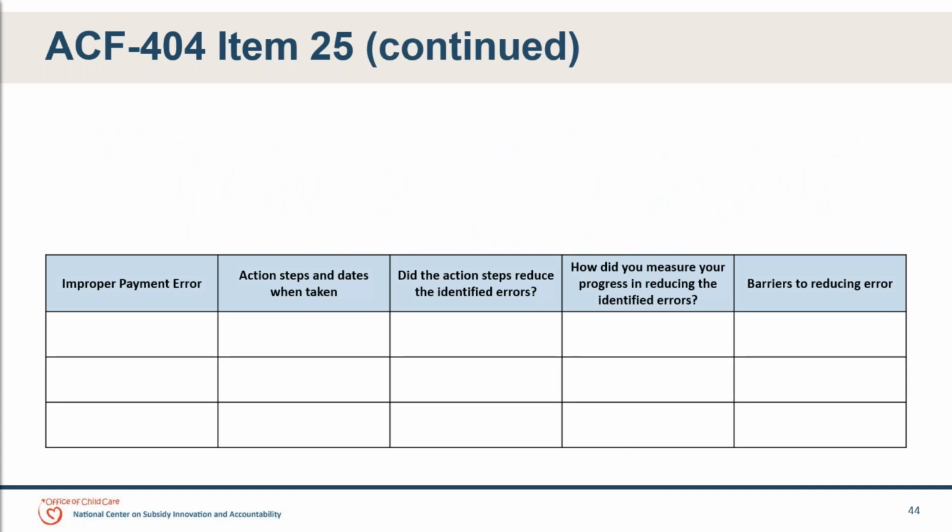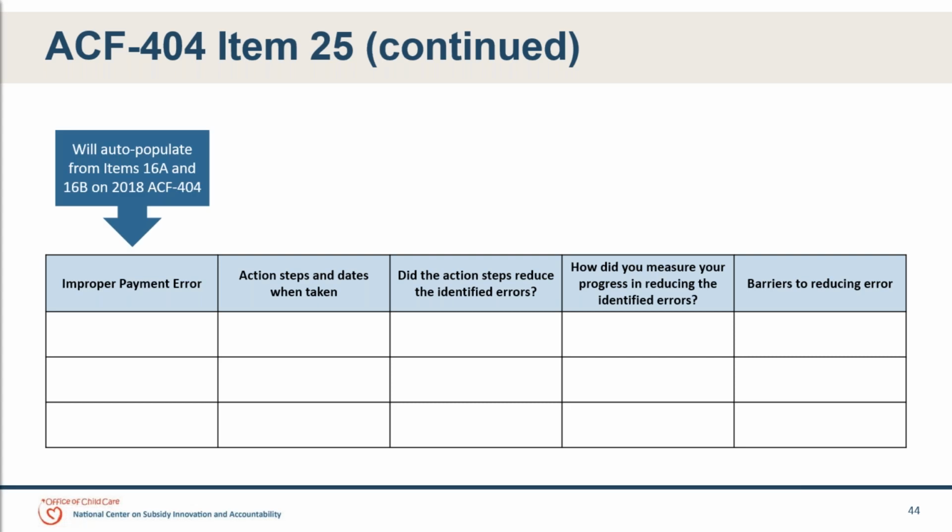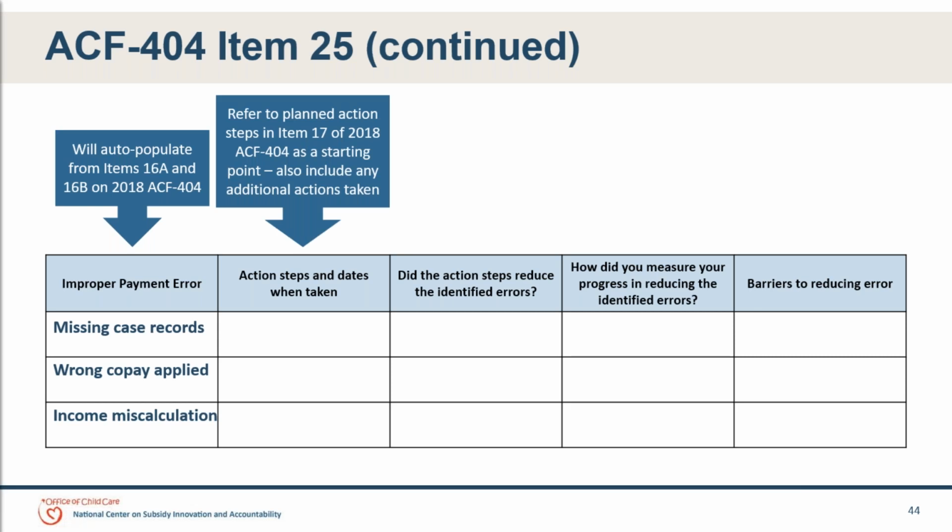Again, it's a table in the OLDC. The first column is again going to pre-populate based on what you entered for your error causes last cycle. In the next column, you'll want to take a look at your 404 report back from 2018, specifically item 17. That's where you listed your planned action steps. Were those implemented? Did you have any additional action steps that were taken? And you can describe that here.